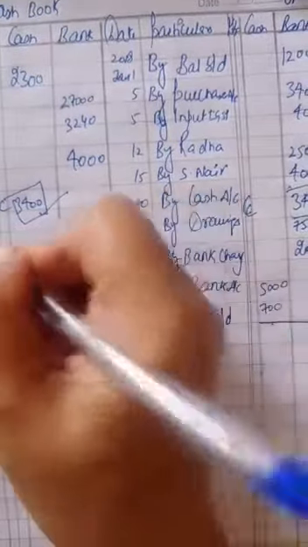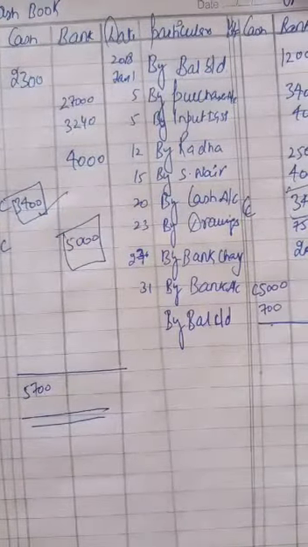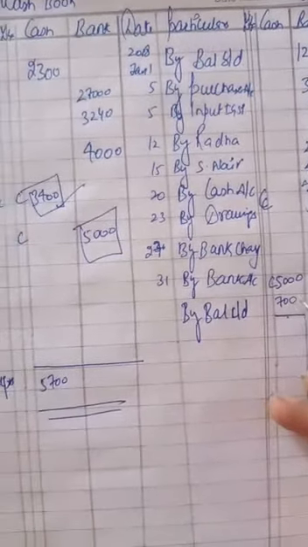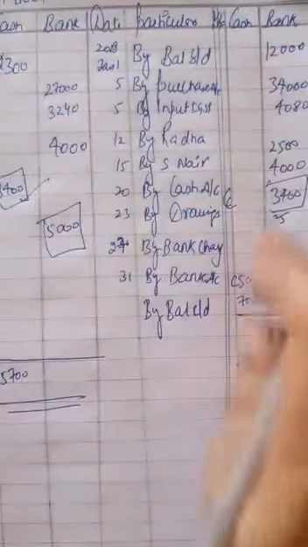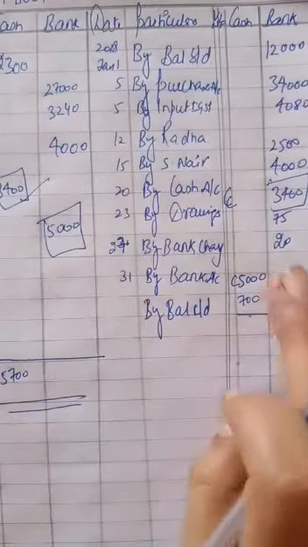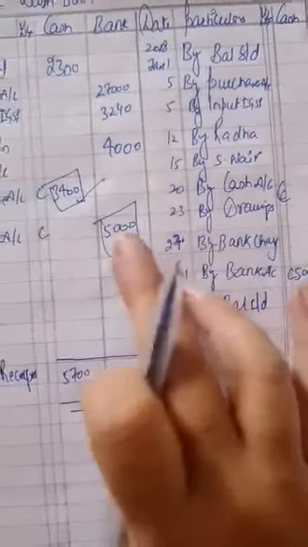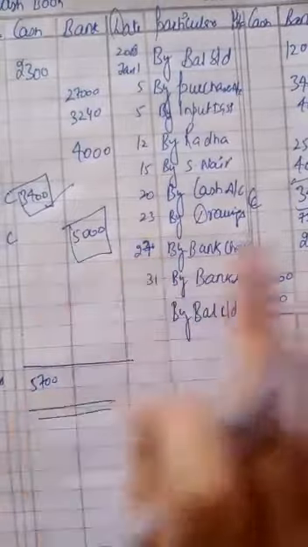This is the last contra entry. We have to deposit it into the bank, whatever is left after retaining 700. Total receipts were 5,700 and there was no payment. 700 we have to keep in our hand. So 57 minus 7, 5,000 we will deposit into the bank. This is again a contra entry. Cash will reduce and bank balance will increase.